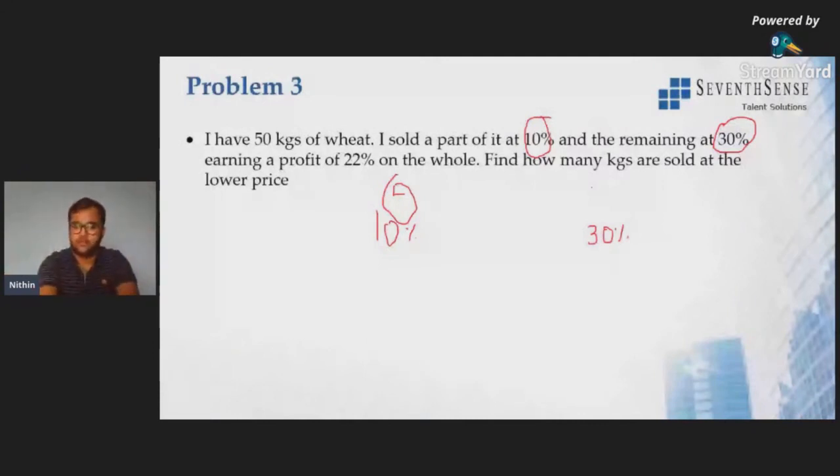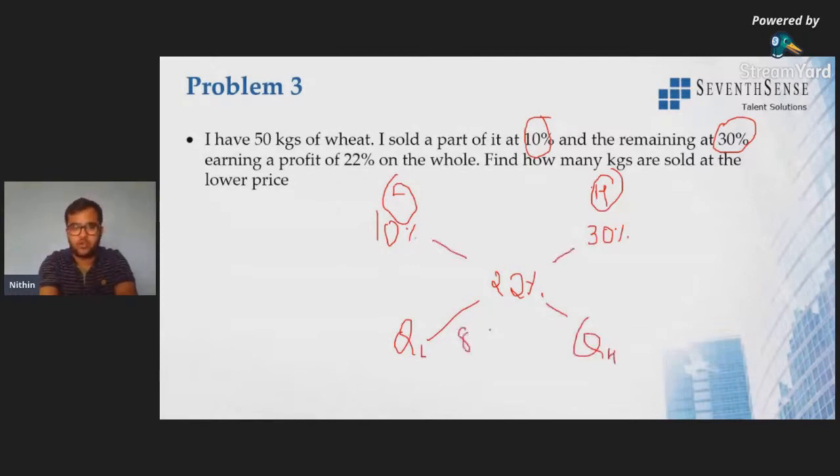Something like that. So here higher price will be 30% and mixture on the whole is nothing but the mean value, which is 22%. So what will be the quantity of lower price over quantity of higher price? This will be 8 is to 10 minus 22, which is 12. So this is nothing but 4 is to 6, that is 2 is to 3. So this is the quantity of lower is to higher.